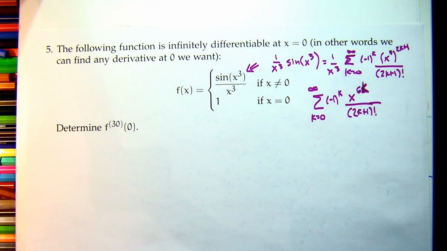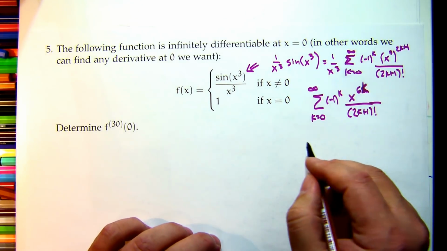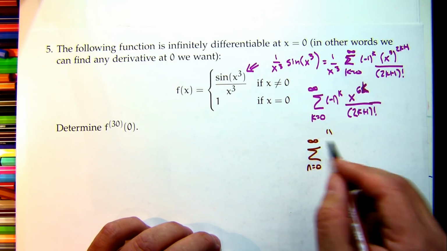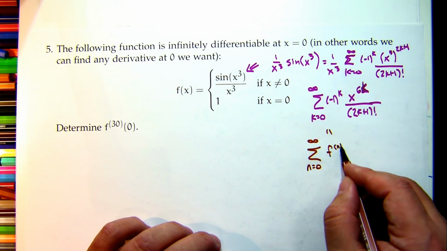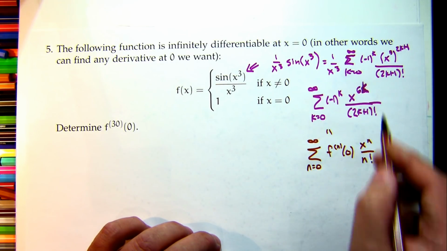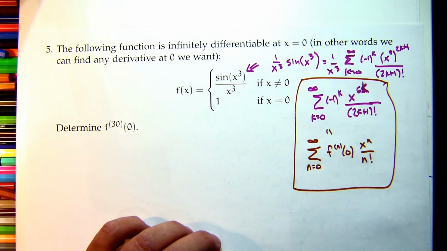But wait! f of x is also the following. It's the sum, 0 to infinity, of the nth derivative at 0, x to the n over n factorial. These are the same. They match.